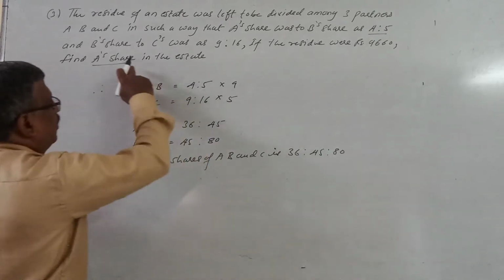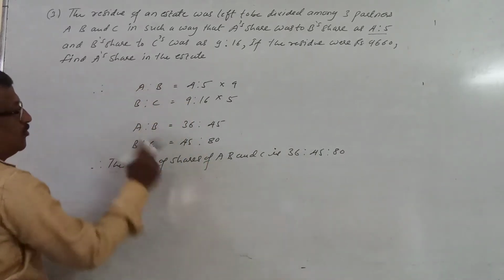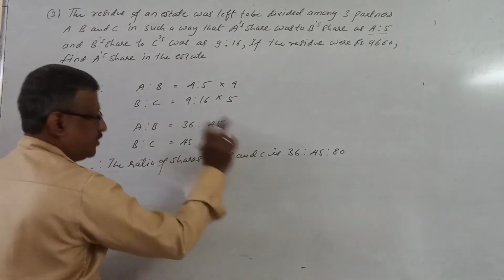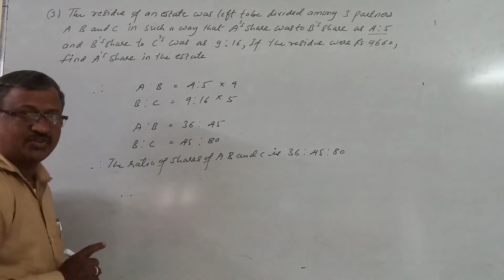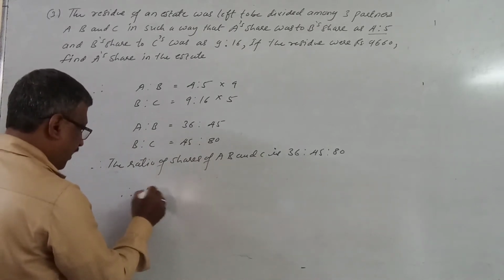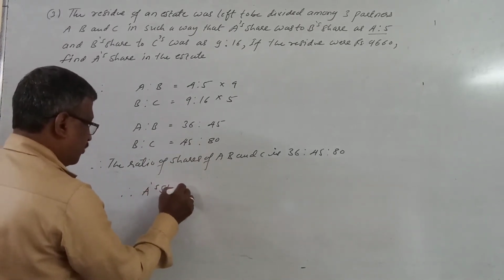So like this we have got the ratio of shares of A, B and C. Now they have asked you to calculate only whose share? A's share. They have not asked you to calculate the share of B and C. So only what is asked, only that much calculation you have to do. So I want only A's share in the property. So now we calculate A's share.